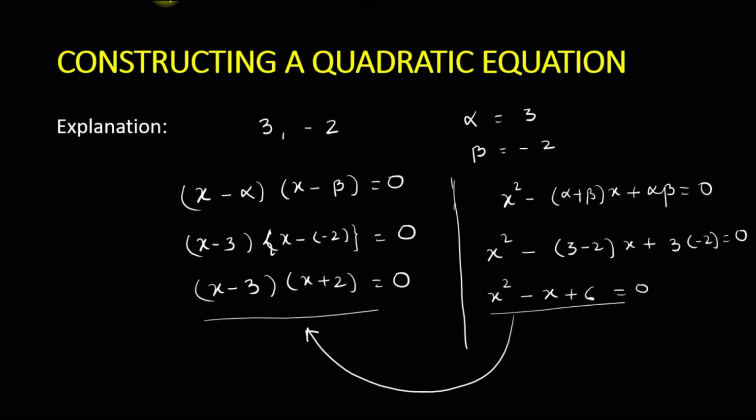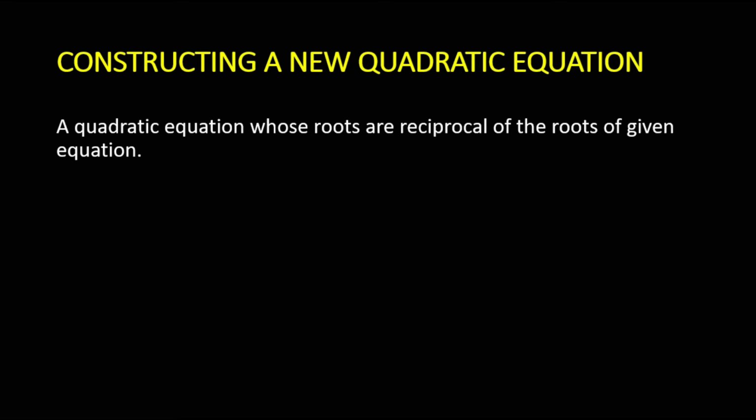Now we have some special cases in which direct questions will be asked. Here, construction of a new quadratic equation, the condition is a quadratic equation whose roots are reciprocal to the roots of the given equation. Suppose alpha and beta are the roots of the quadratic equation ax square plus bx plus c equal to 0. So this can be written as x minus alpha into x minus beta.